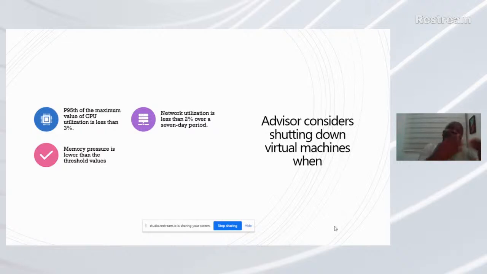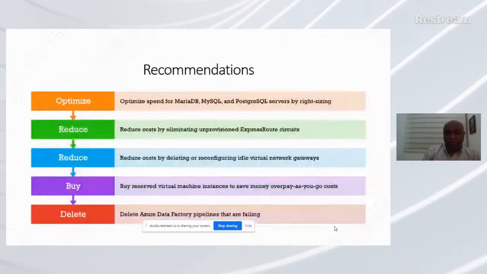It's actually helping us to make sure that we don't get into trouble. So if the network is not going very well and the utilization is less than 2% for over 7 days, the virtual machine will shut down totally. If the memory pressure is lower than what is supposed to be, it will also shut down. So let's move forward.